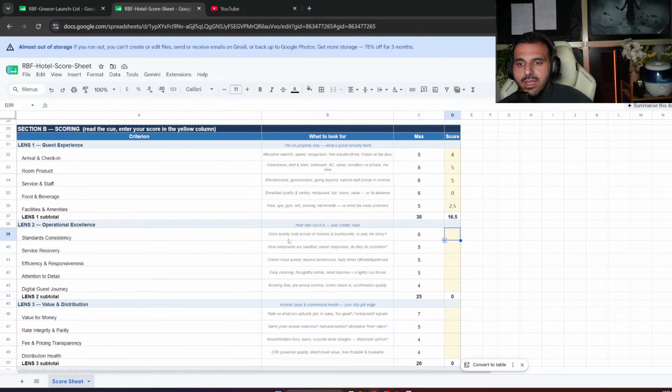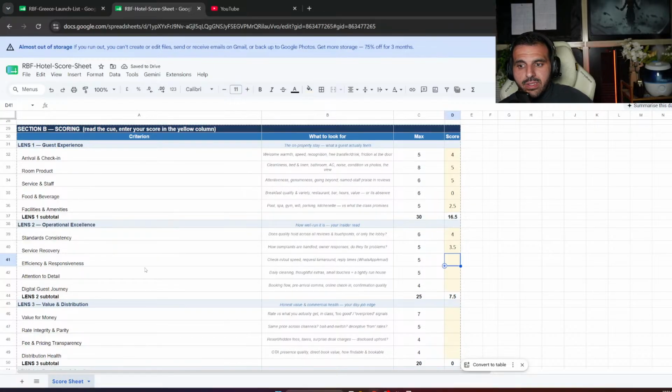Standards, consistency. Does quality hold across all reviews and touch points or only the lobby? It actually holds, but I'm going to give them 4 because the reviews are not that exciting. Service recovery, how complaints are handled, owner responses. Do they fix it? Somehow, yeah. They're only apologizing, but no shown resolution. I'll give them a 3.5 over here.